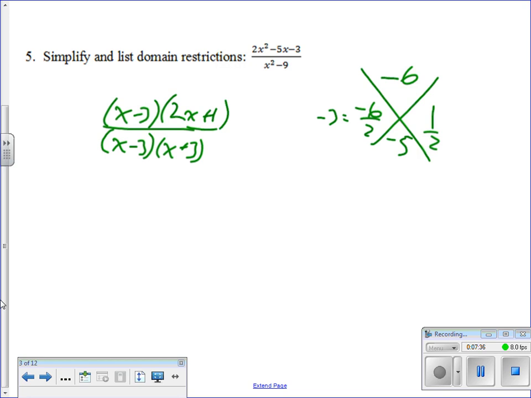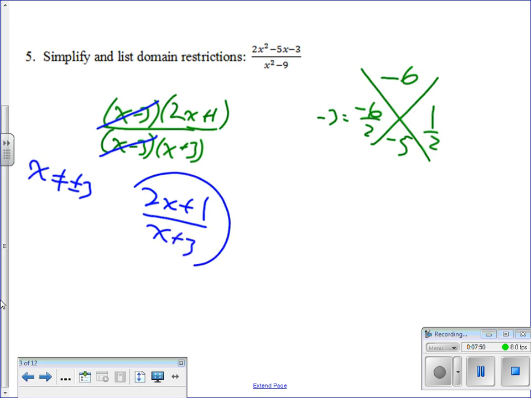Okay. And so from here, my domain restrictions, x can't be plus or minus 3. And then I can reduce. The x minus 3's cancel, and I get 2x plus 1 over x plus 3. My domain restrictions, once again, come from the original equation and the final answer both. But everything in the original covers everything in the final answer, so I'm good. Questions?